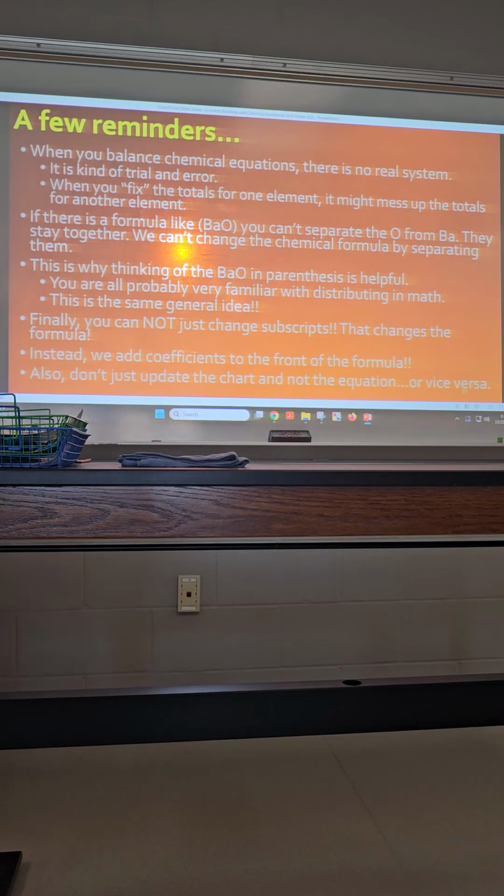And also, make sure you don't just update that chart. Make sure you're actually writing in the coefficients, and vice versa. Don't just put in the coefficients and then not update your chart, because if you don't update the chart, you can't see for sure that you're really done. Just like we might be like, okay, we're good with the oxygen, and you might not have realized that it messed up the barium. So you have to have both of those new coefficients to make the equation balanced. Just having one of them leaves the barium unbalanced, and that's not okay.